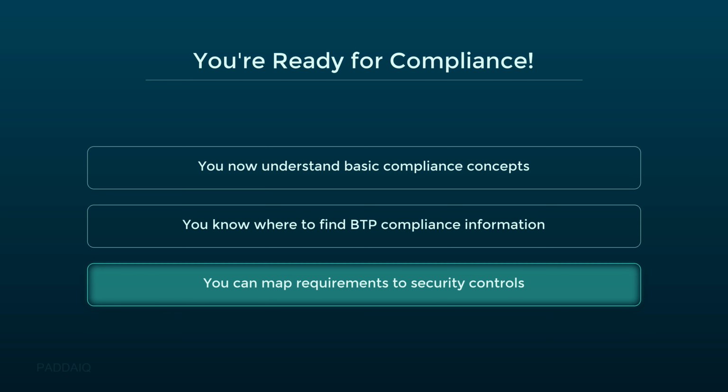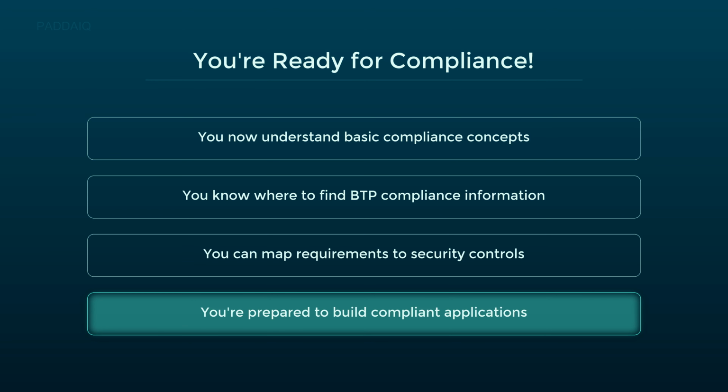You can map requirements to security controls. This means linking each compliance rule to specific technical safeguards in SAP BTP. For example, a data privacy rule requiring encryption is mapped directly to activating the data encryption service. This systematic approach ensures your cloud applications meet all necessary standards.